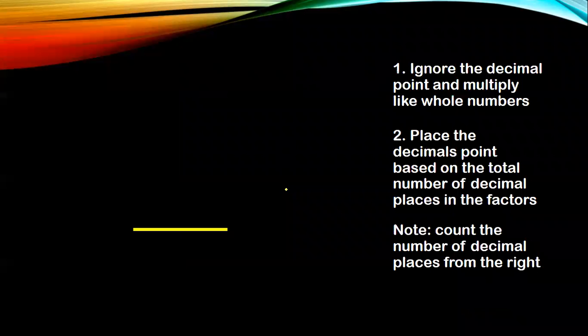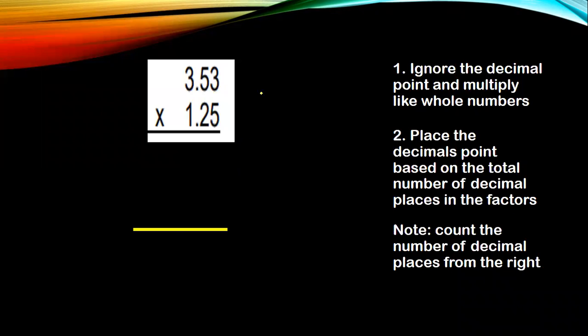Let's start with this problem. I have here 3 and 53 hundredths multiplied by 1 and 25 hundredths. First, you have to ignore all the decimal points and then multiply like whole numbers lang.